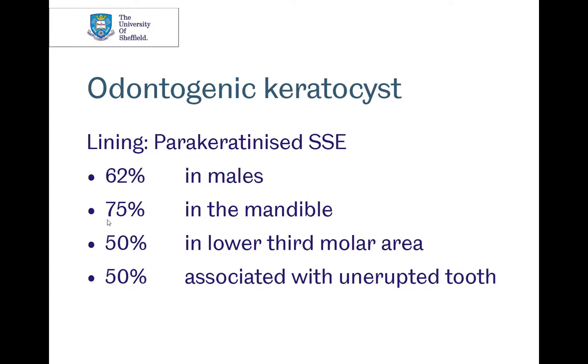So what about the lining? Well, it is parakeratinized stratified squamous epithelium, which is its characteristic feature. More common in males, mostly in the mandible. The majority of them occur as a single site in the lower third molar area, and quite commonly associated with an unerupted tooth. And that can give a little bit of confusion with a dentigerous cyst, and it's always worth remembering that when you have a dentigerous cyst, on occasion it will be an odontogenic keratocyst.